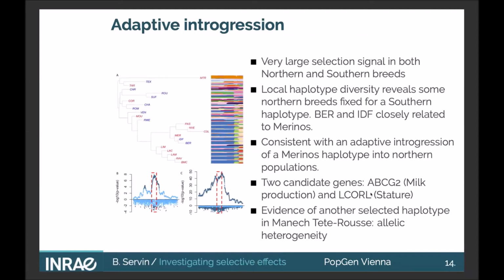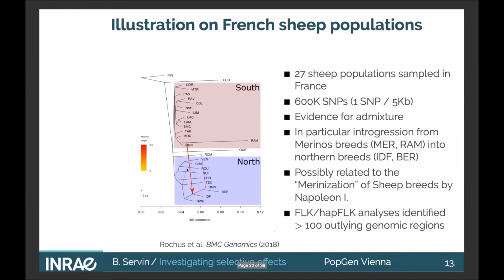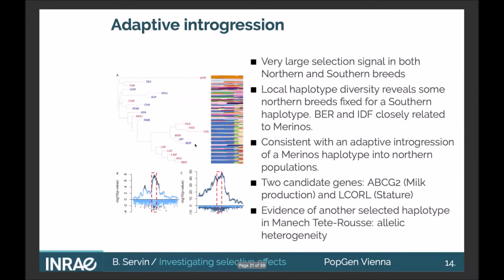On one of the sheep chromosomes, we identify a very large signal for selection in both the northern and the southern breeds. Here you have a representation of the local haplotype diversity in these different breeds. Here you have mostly populations in red that are from the south, and they all share the same haplotype. So there is a very strong selection signature here. But you can see you have these two populations, Ile-de-France and Berrichon, that also share the same haplotype, although they come from the north. So what we believe here is that this already adapted haplotype was introgressed during this event into the northern population, and that was later selected again in this population. So this is an introgression of an adaptive allele.